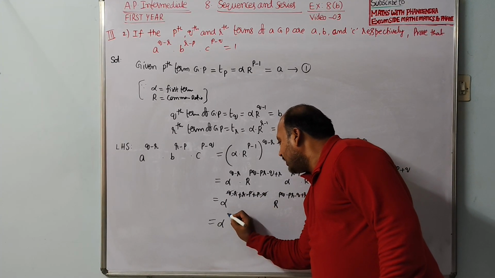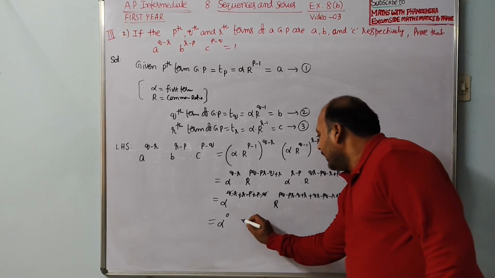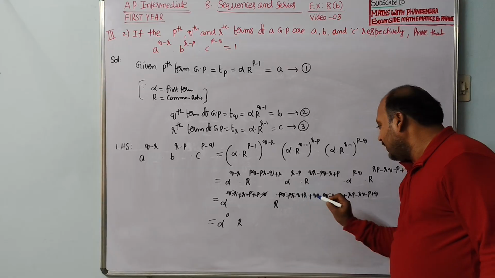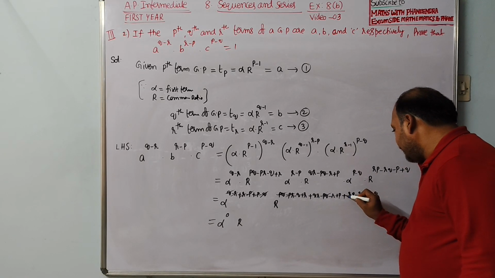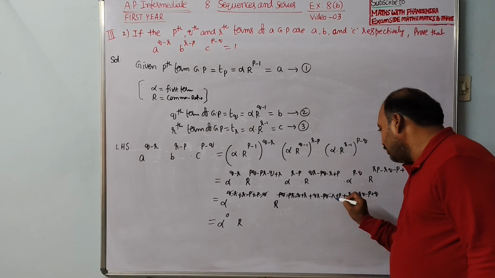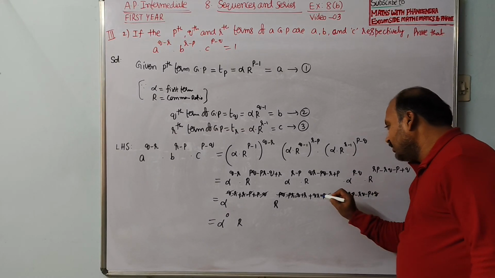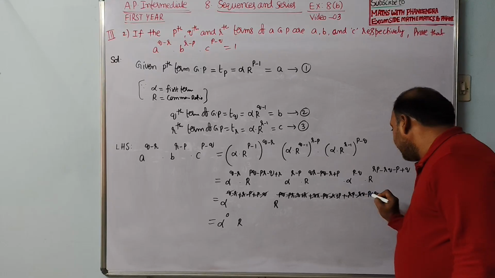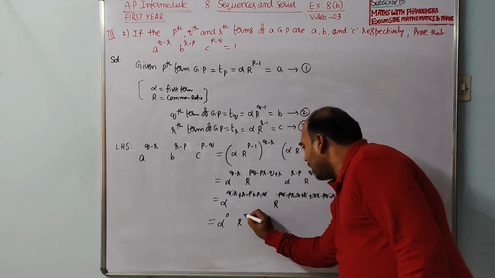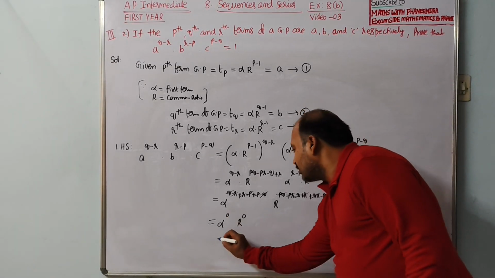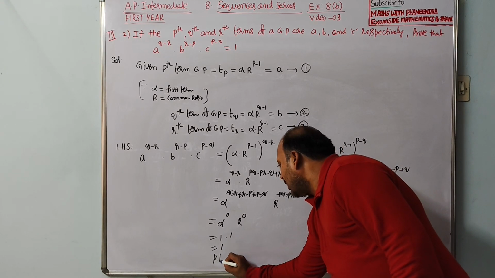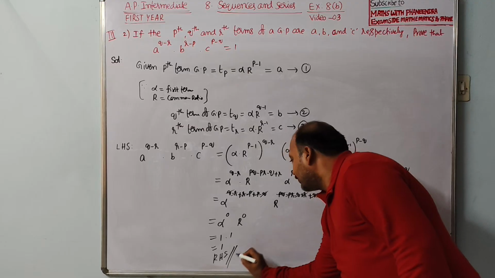So alpha power 0. Similarly, capital R power also plus PQ minus PQ minus PR plus PR minus Q plus Q plus R minus R plus QR minus QR plus P minus P. So capital R power 0. Anything power 0 is 1. So 1 into 1, which is equal to 1, which is required RHS. Hence proved.